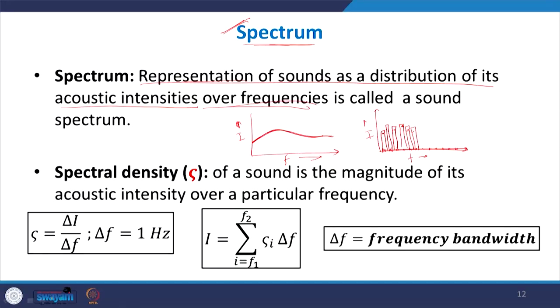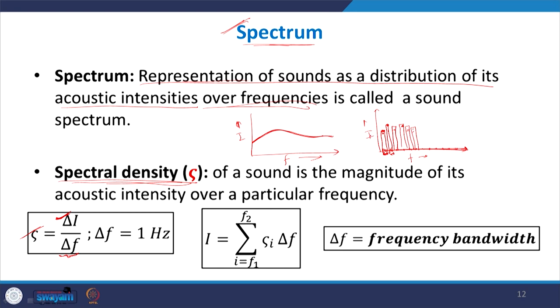So now we do not have to deal with an infinite number of values. We can divide the audible frequency range into some finite number of values and observe the intensity distribution over those values, and we can get an idea of how the spectrum looks. That is where we introduce the term spectral density. Spectral density is simply the small amount of acoustic intensity contained within a small frequency band. Here we have divided the scale into small bands. Within this small del f, what is the amount of intensity contained? Within this small del f, what is the amount of intensity contained? This is called the spectral density.